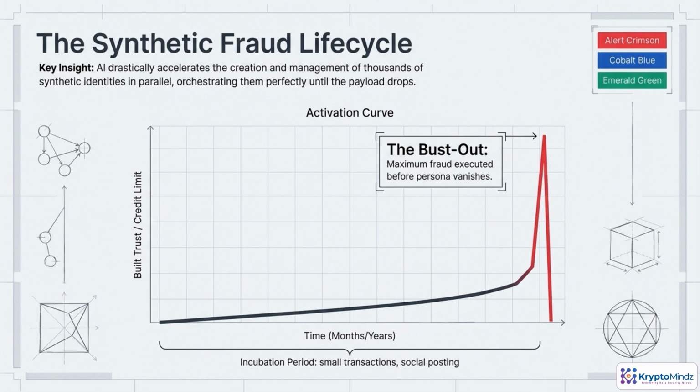Synthetic identity fraud is a slow burn followed by a sharp explosion. For months or even years, the fake persona behaves perfectly. Small purchases, on-time payments, realistic social activity. Every good interaction raises trust and credit limits. AI lets criminals manage thousands of these personas in parallel, staying consistent and patient. Then comes the bust out, a rapid spike of high-value transactions across accounts, draining as much as possible before every identity disappears.